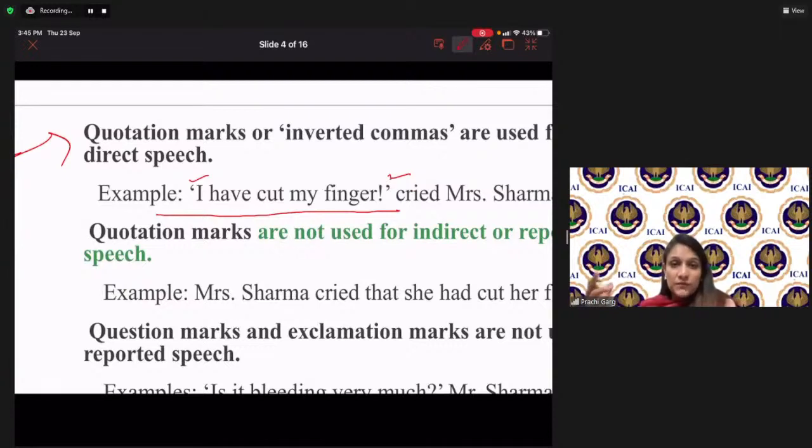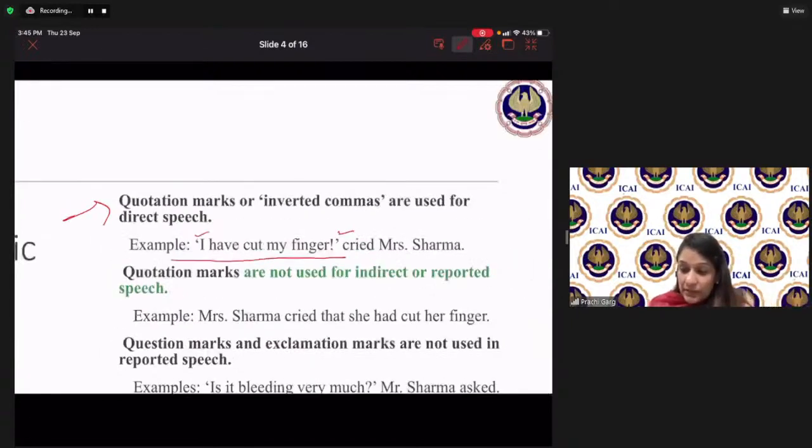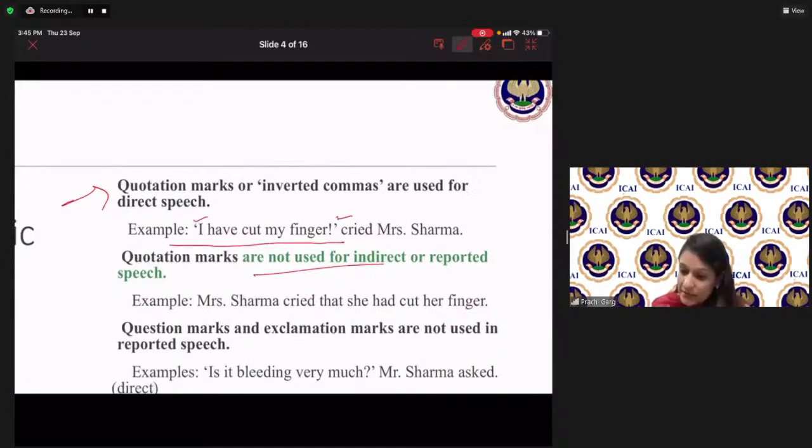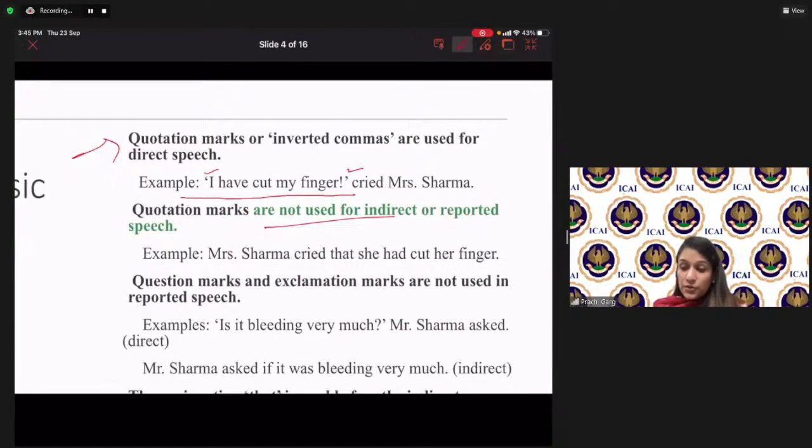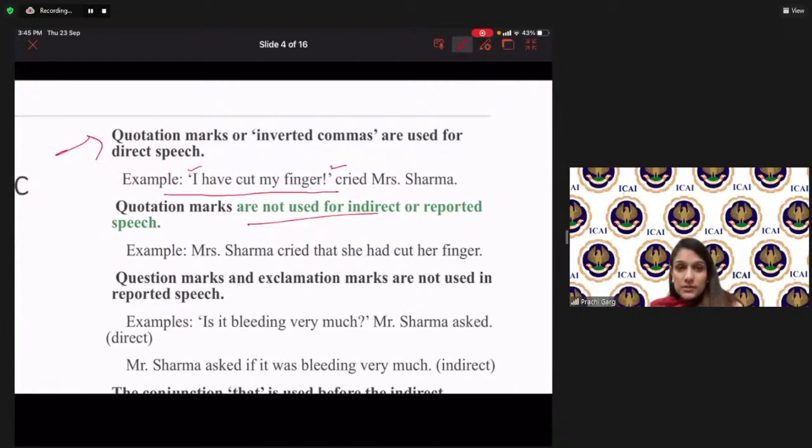So in direct speech, when you are quoting somebody as it is, you always use the inverted commas. Okay. These inverted commas are not used in indirect or reported speech. You never use quotation marks in indirect speech. So now if you want to report this in indirect speech, how will you say? Mrs. Sharma cried that. You add the word that here after the reporting verb. What is cried here? Cried is a reporting verb here.